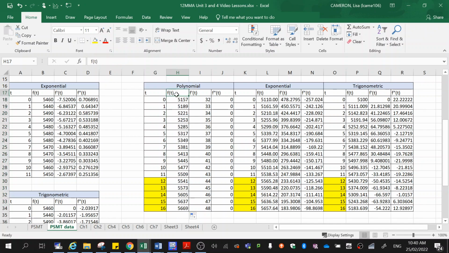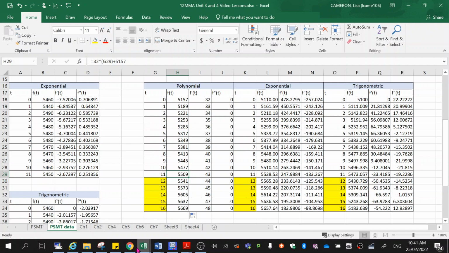Okay, so you'll need to do that for FT in the polynomial model, the FT in the exponential model, and the FT in the trigonometric model. Now, the reason why you need to be doing that is because this is the prediction of how many subscribers you're going to have based on the polynomial model. So it's saying at the end of your first month, you'll have 5,157 K subscribers for this one, or at the end of the 11th month, you'll have 5,509 subscribers. Okay, so you want your model to also make a prediction about how many people will be subscribed.